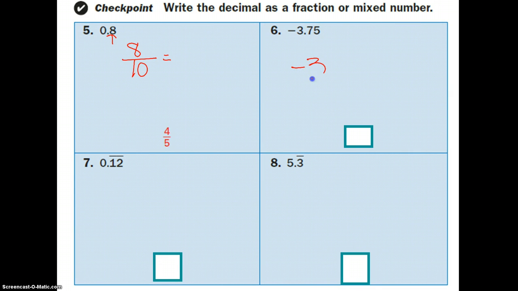Number 6, you have the negative 3 as your whole number, and you have 75. So I always start here, and then I think about what the end place value is. This is the hundredths place, so I put 100. Simplify, and you have negative 3/4.